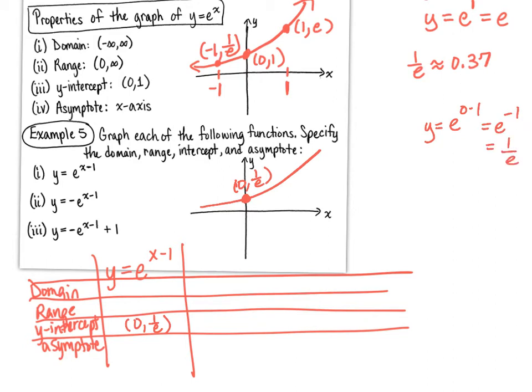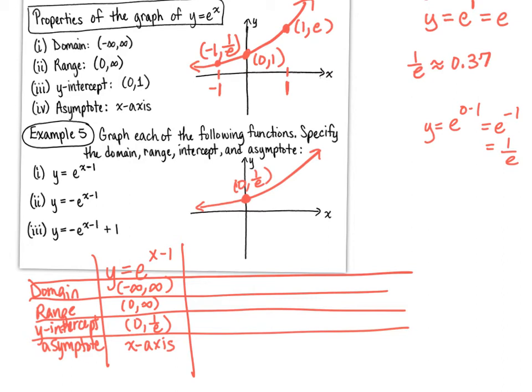Okay? Now, you have that. What's your domain? Interval notation. Negative infinity to infinity. What's your range? 0 to infinity. Good. And what's your asymptote? The x-axis. Good. Remember that participation is a part of your grade. So just an FYI to respond.